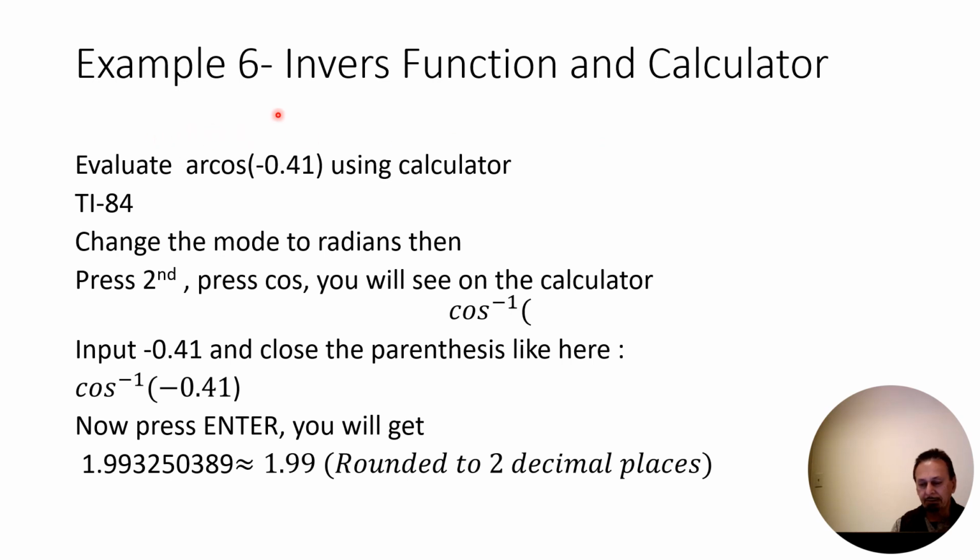Example 6, inverse function and calculator. Let's evaluate arc cosine of negative 0.41 using a calculator. Change the mode to radian, then press second, press cosine. You will see cosine inverse parentheses on the calculator. Input negative 0.41, close the parentheses, and press enter. You get 1.99325, which rounded to 2 decimal places becomes 1.99.